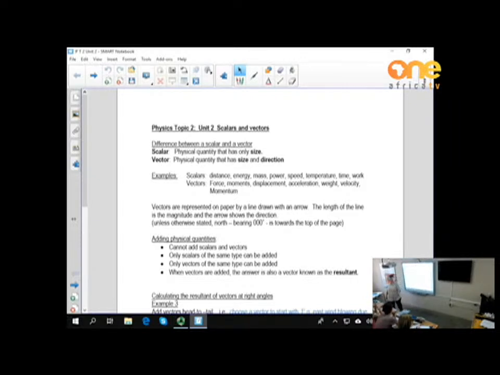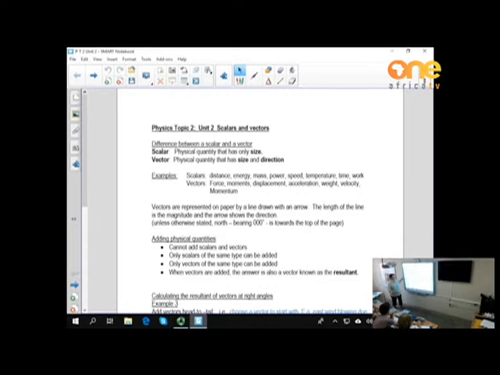Weight is the pulling force of the earth on an object, on or near the earth's surface. Where does it go? Which direction? Always vertically down. So weight has direction. Velocity and momentum are quantities that we will have a look at as we go through the work.